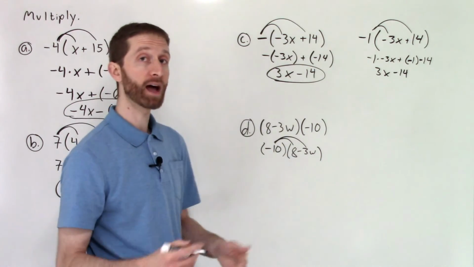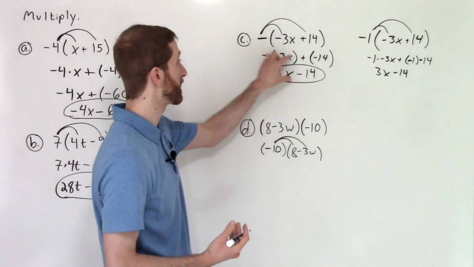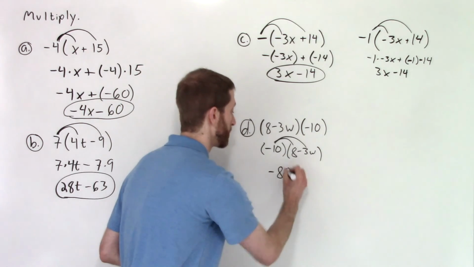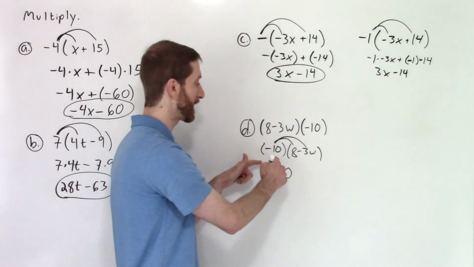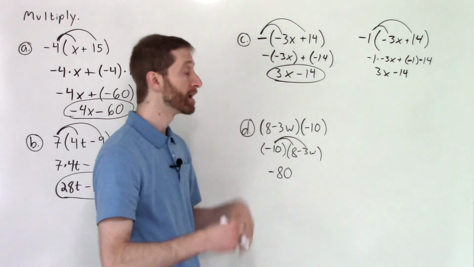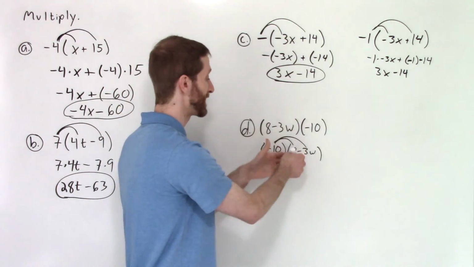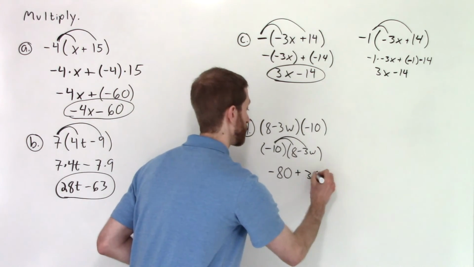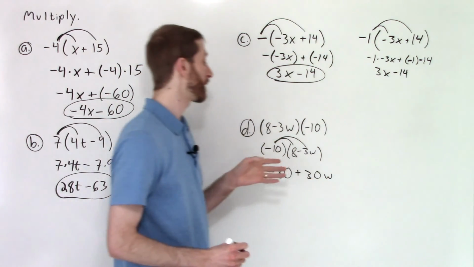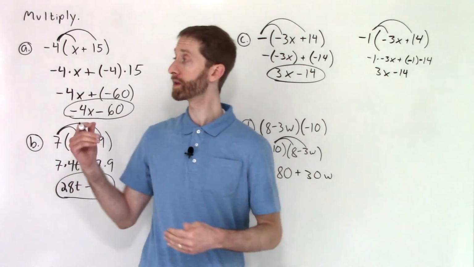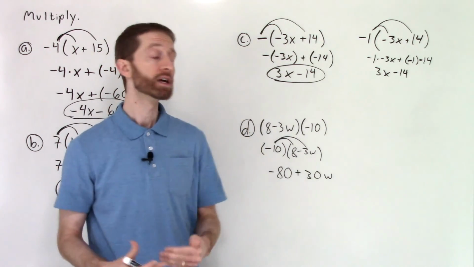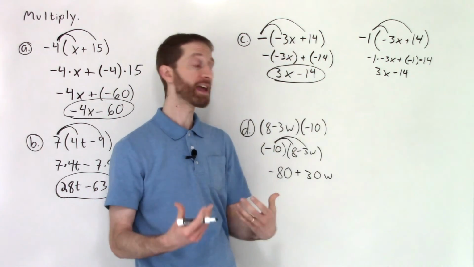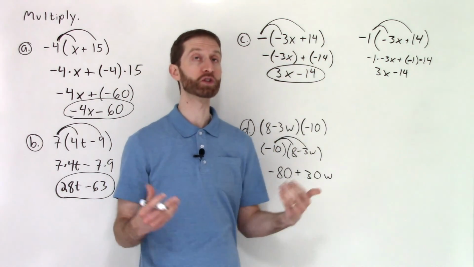-10 times 8. I'm now going to do this part mentally instead of writing it all out like that. -10 times 8 is -80. Check out this mental math. You have -10 times minus 3w. That's going to end up being -10 times -3, which is positive 30, or plus 30w. So I'm showing letter D here with a little bit less work than the others, so you can see how eventually you can do this with a little bit less pomp and circumstance and understand how to get to a final answer without doing too much added work.